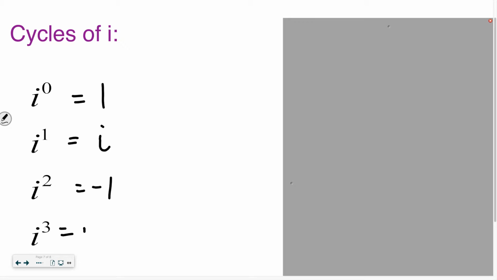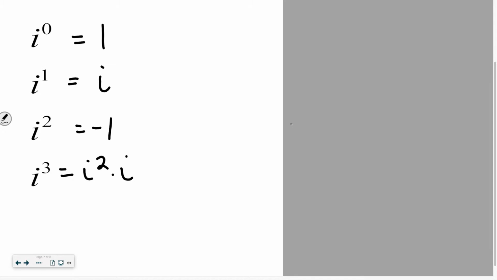Would you agree with this statement? i cubed is really i squared times i. So then you would add your exponents. So make a substitution. What's i squared? Negative 1 times i, which is just negative i. So i to the 0 is 1. i to the first is i. i squared is negative 1. And i to the third is negative i.